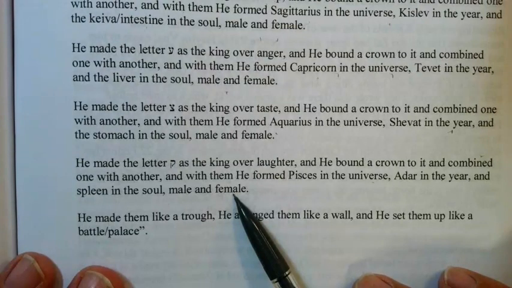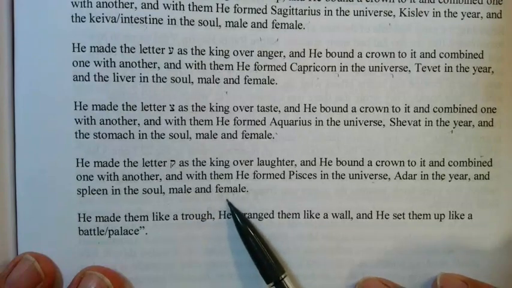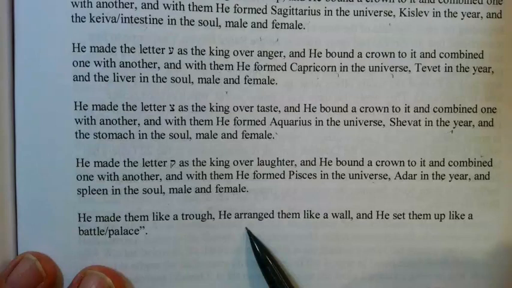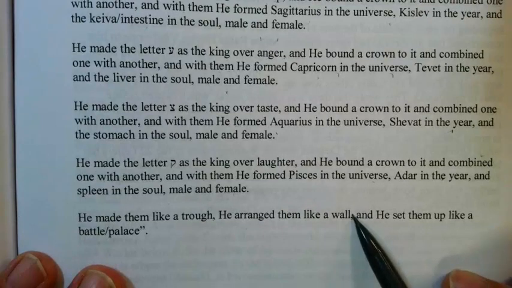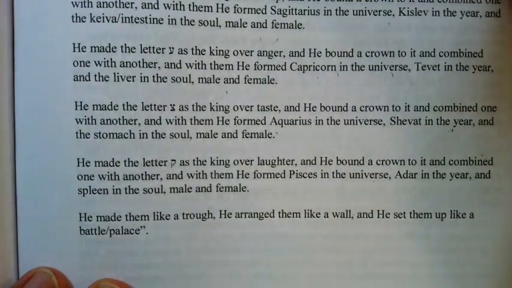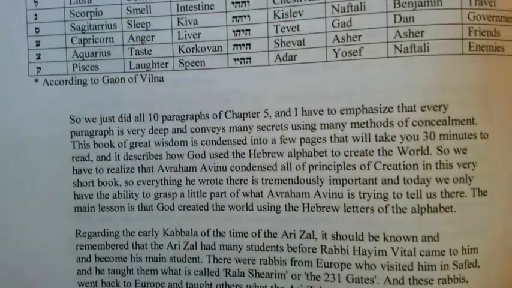So it's fine if you had just, well, why bring it up? But he says all of them are always doubled. One side is male, one side is female. Try to figure it out. He made them like a trough. He arranged them like a wall, and he set them up like a battle palace, like a castle, I guess he means. So now when we finish here, I'm going to finish this paragraph.